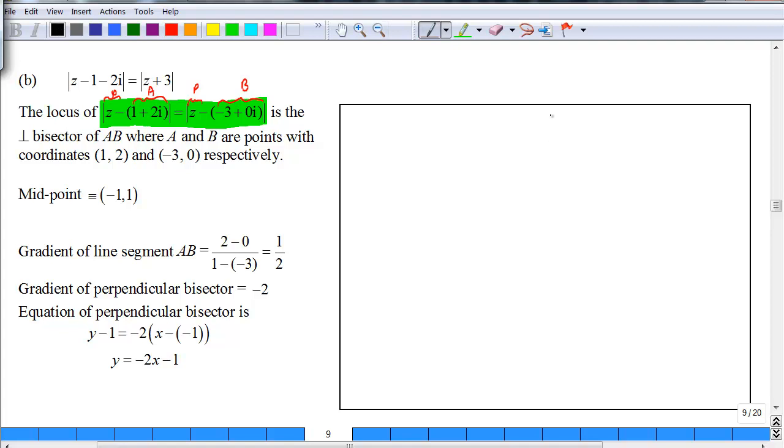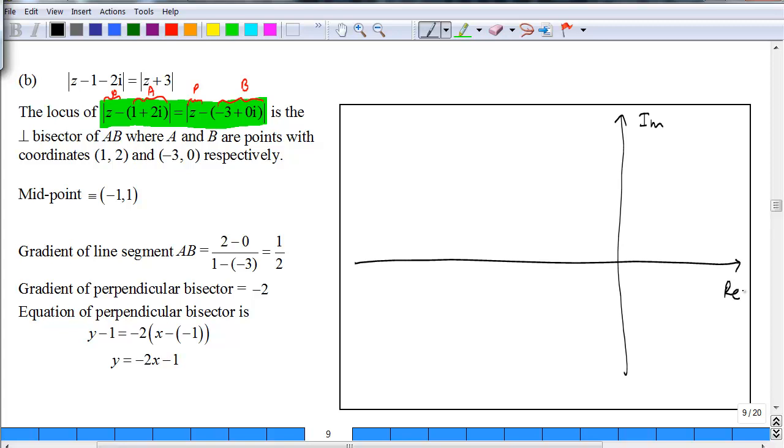So we have the imaginary, real. Point A is 1, 2. So this is A, 1, 2. Point B is negative 3, 0. Right. So marking those points, you can join the 2 points to form the line segment.